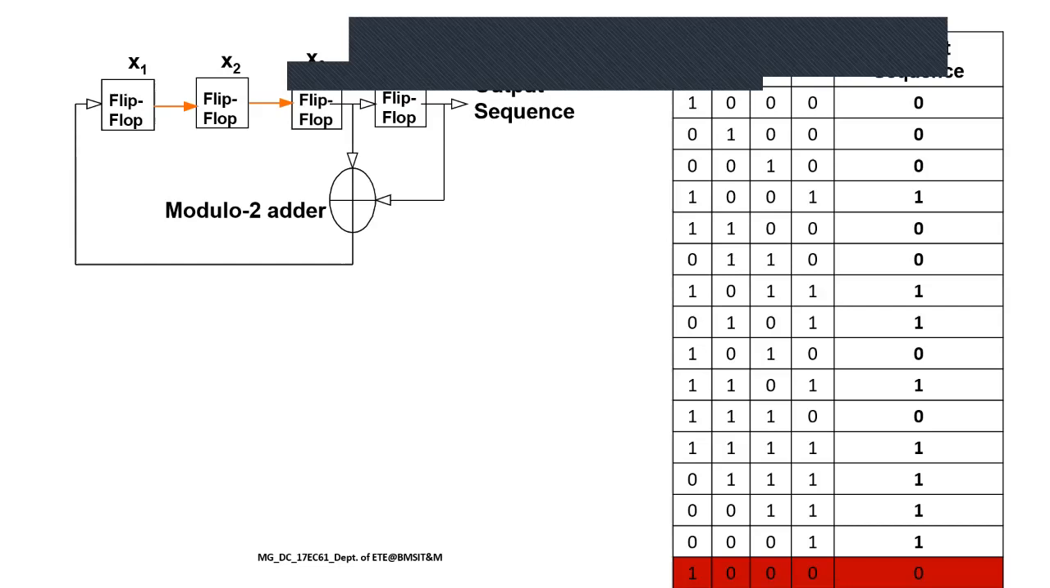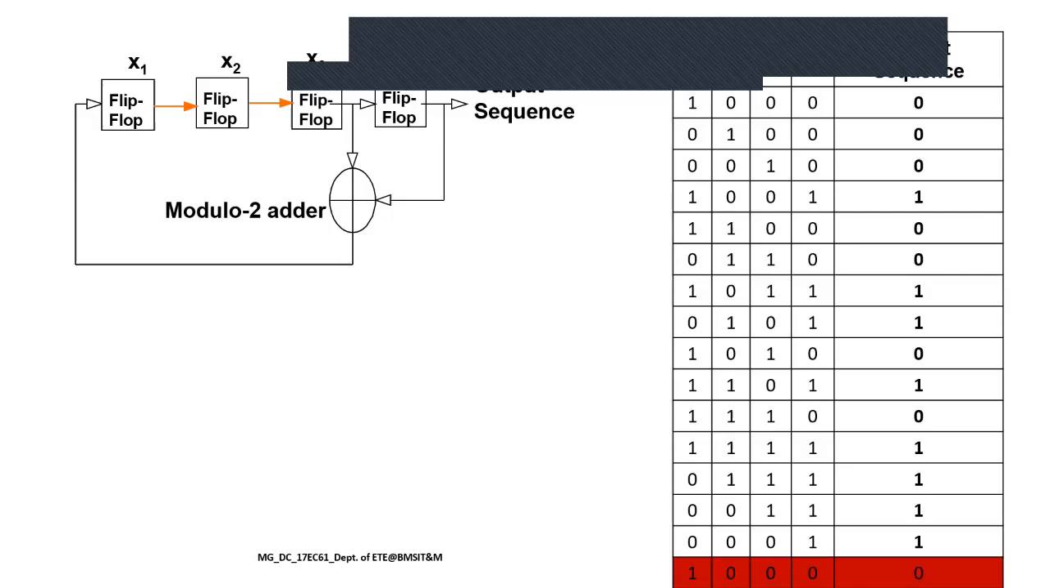Now again, 1 XOR with 0 will be 1. So that 1 will come here. Means it is all four ones, right? Now 1 XOR with 1 will be 0. So that 0 will come to the first flip flop. Means it becomes 0 1 1 1, right? Then again 1 XOR with 1 will be 0. That 0 will come to the first flip flop. Means 0 0 1 1.